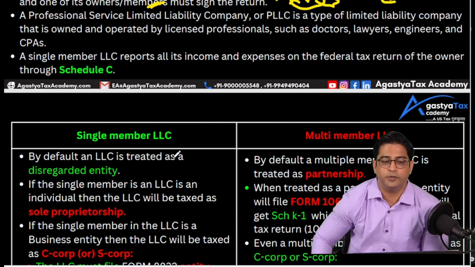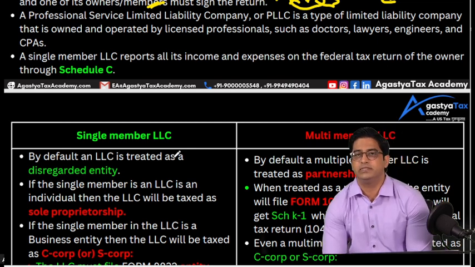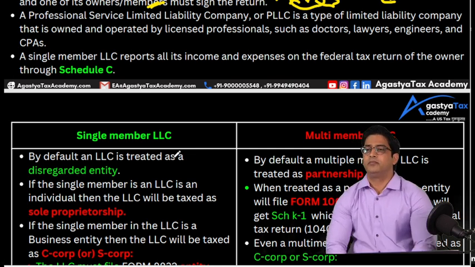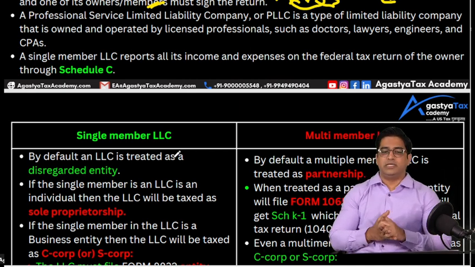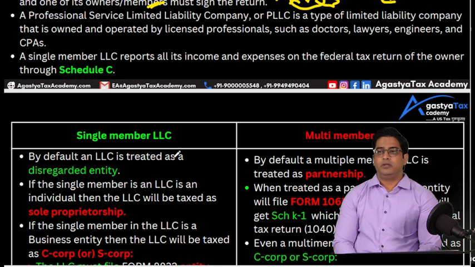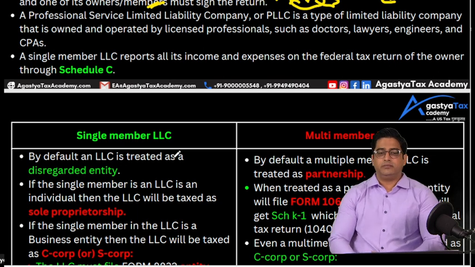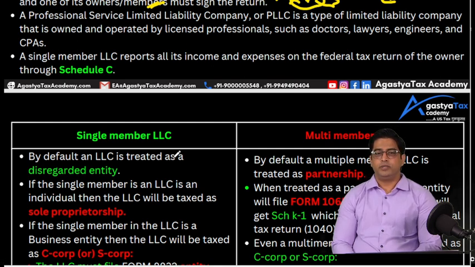Next important point, last point. A single member LLC reports all its income and expenses on the federal tax return of the owner through Schedule C.